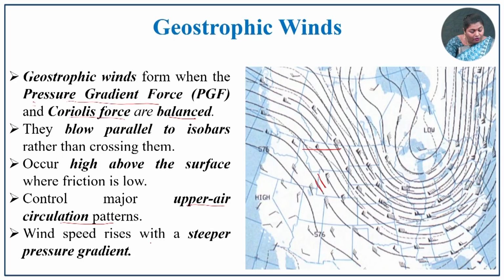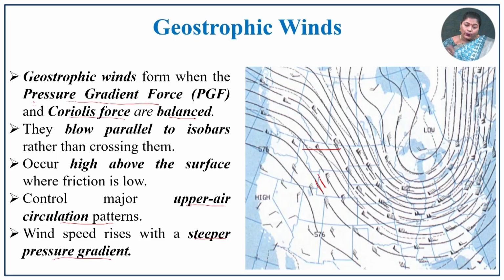The wind speed rises with the steeper pressure gradient. The steeper the pressure gradient, the lower the pressure. If there is low pressure, the wind speed will be very high. So, this is the connection between the steeper pressure gradient, wind speed and air pressure.